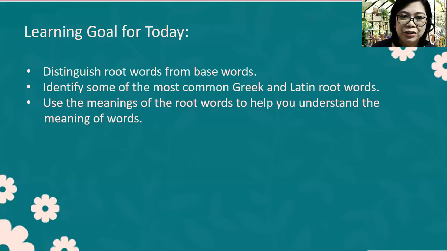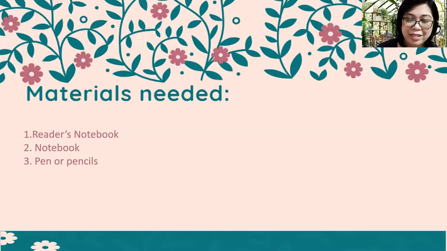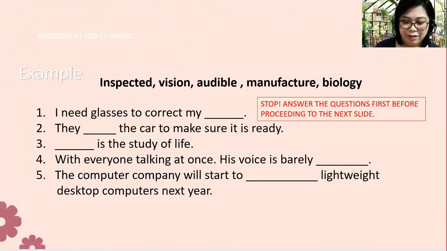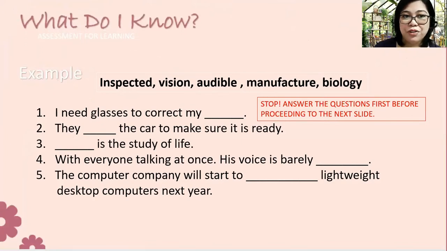The learning goal for today: you're going to distinguish root words from base words, and then identify some of the most common Greek and Latin words. And you're going to use the meanings of the root words to help you understand the meaning of the word itself. Materials needed: you have to have your reader's notebook today for your independent practice, and pen or pencils. Let's do our first activity.